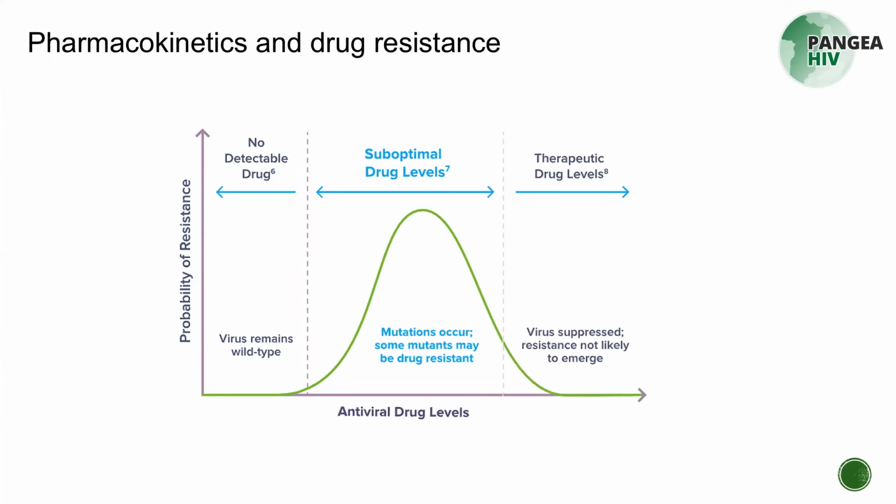And then once you start to change and you get something that works for you, this is what we have, therapeutic drug levels, that's when the virus starts to become suppressed. If you continue to take drugs and your adherence is generally good, then that means that the virus remains suppressed and resistance is not likely to emerge.